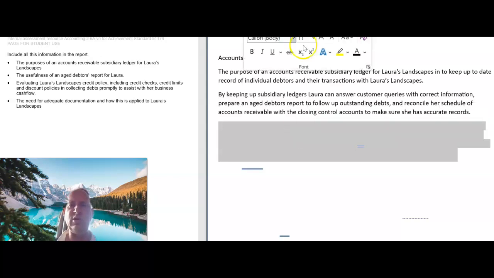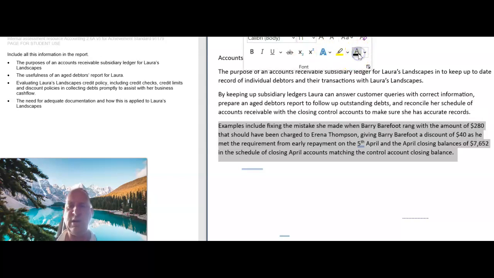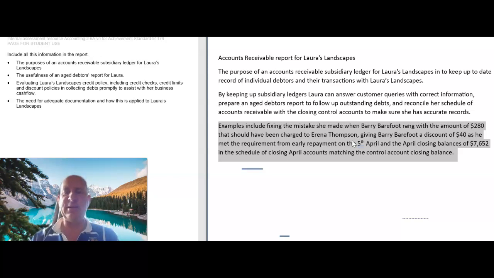Right, to use the figures, we're going to find out, is there an example? So what I've said is examples include. If you use examples include, that means that you're going to bring examples from the resource material and put them in here. So fixing a mistake, when Barry Barefoot rang, if we've got up-to-date records, then we can make that change. So we've given that one there.